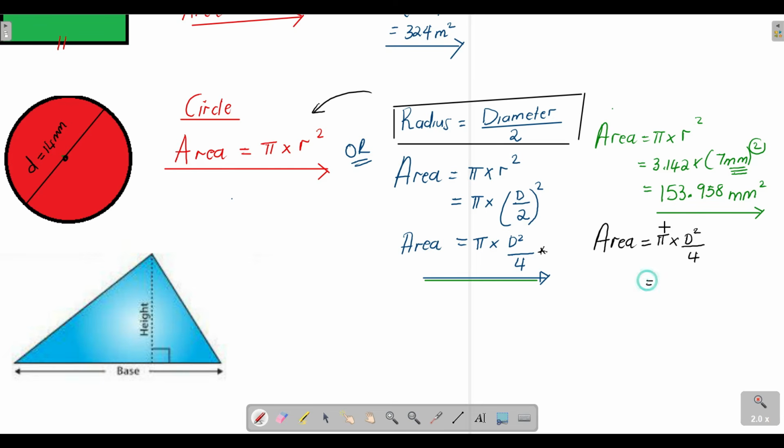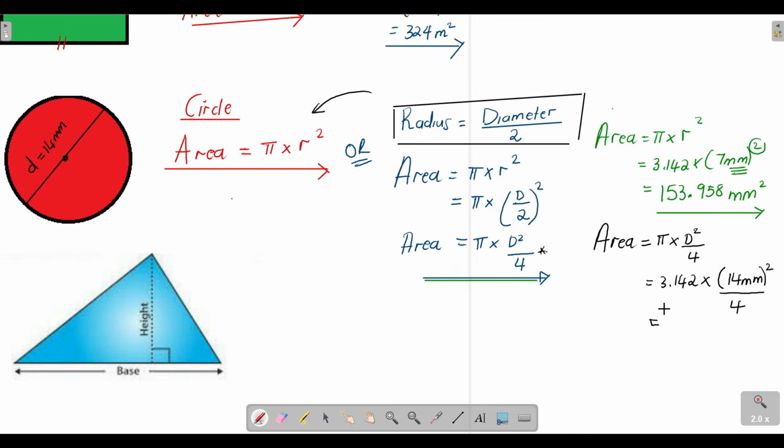Okay, so what does that mean? We already know that our pi, if I just round it off to 3 decimal places, is 3.142 multiplied by, what is our diameter? Our diameter is 14 millimeters, all squared, divided by 4. Okay, let's put this into our calculator.